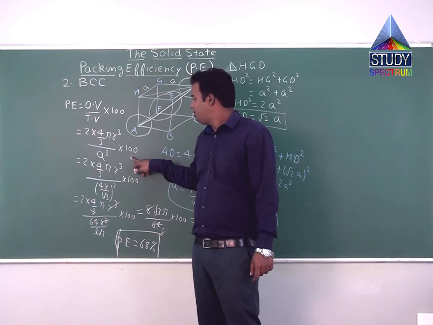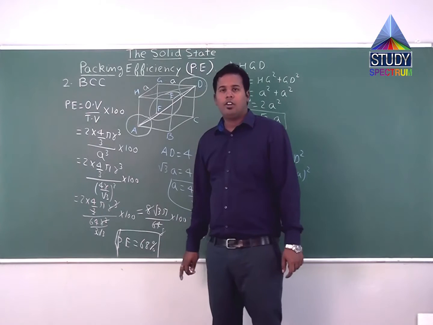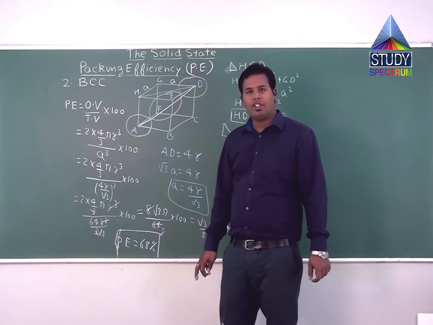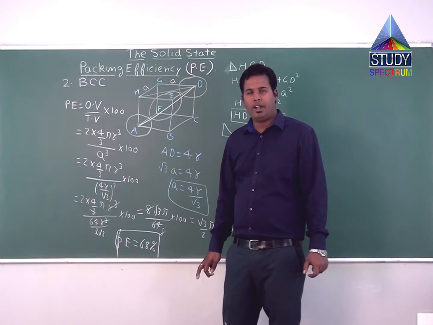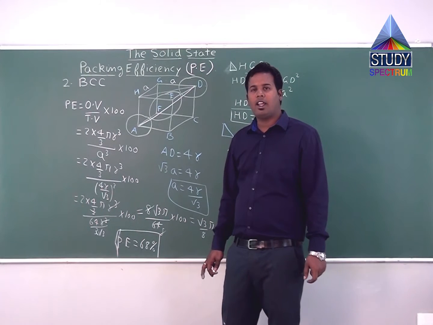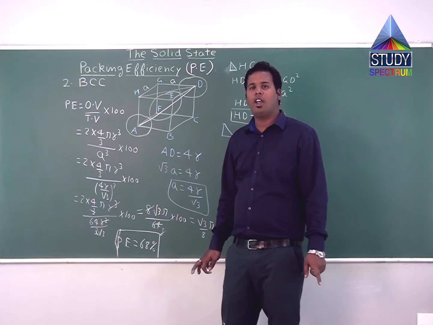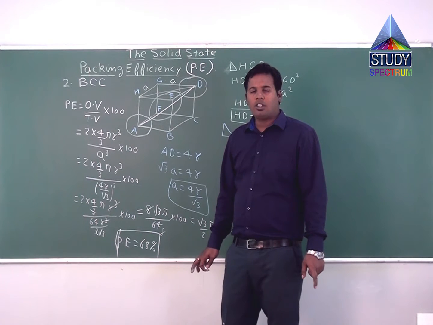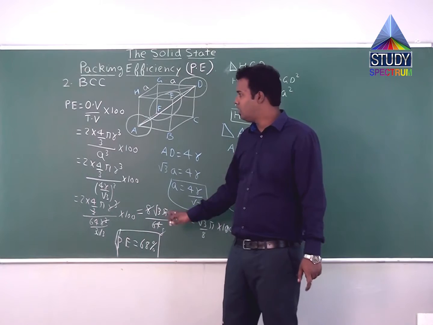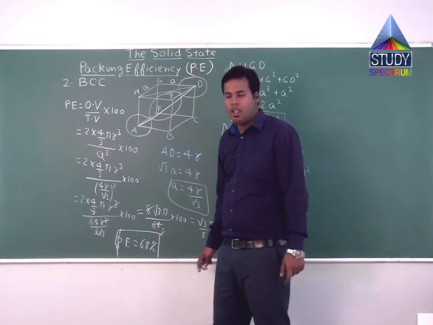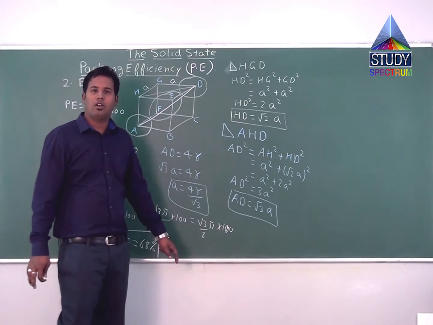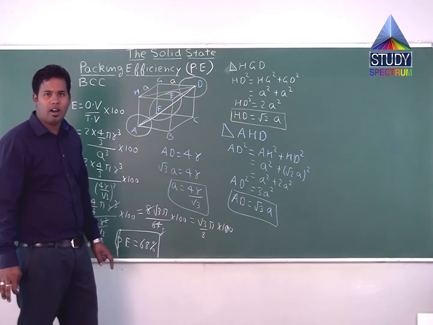Correct? Now since we have 2 different variables, r and a, in this expression, r present in the numerator and a present in the denominator, it is very important to have a relation between a and r so that we can cancel out these variables and are left with numbers only. Because only if we are left with numbers can we calculate the precise value of packing efficiency in this particular case or in any other case. So we started by generating the relation between a and r.